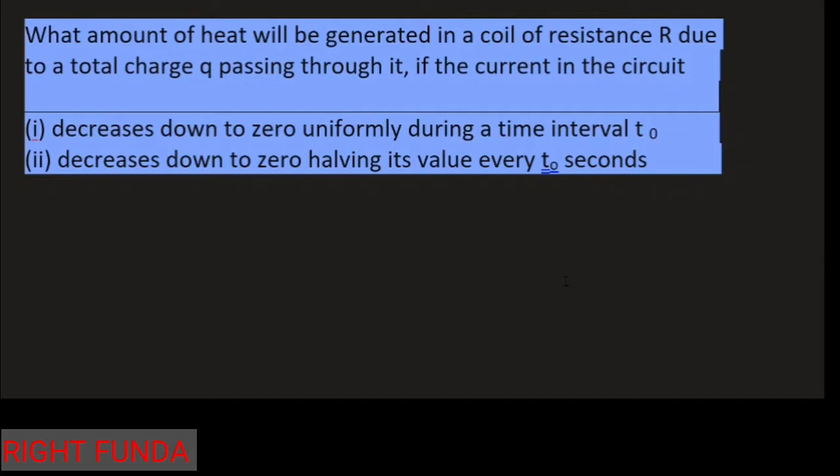There are two cases given. First case: if the current in the circuit decreases down to zero uniformly during a time interval T0. And second: if the current in the circuit decreases down to zero, halving its value every T0 seconds. Every T0 seconds, the current will become half.